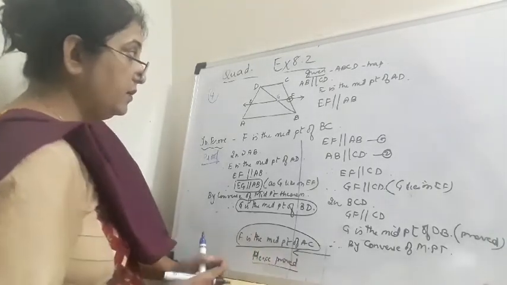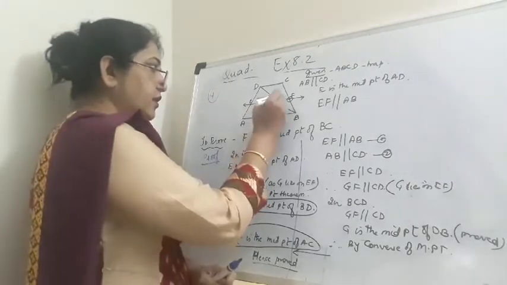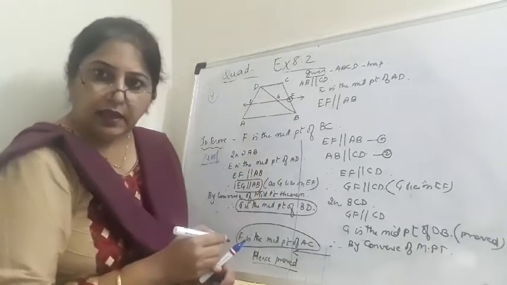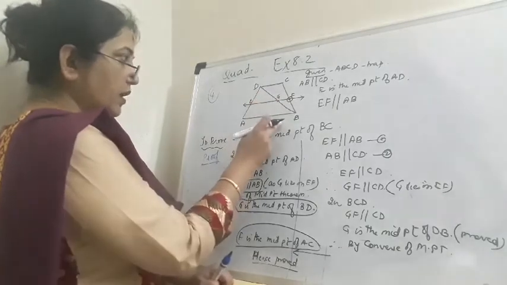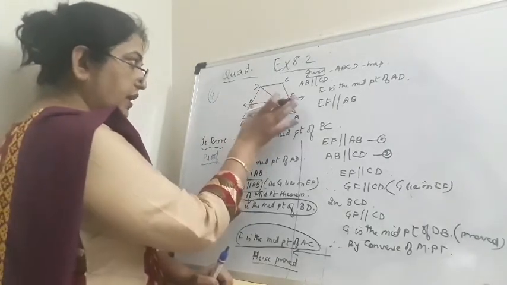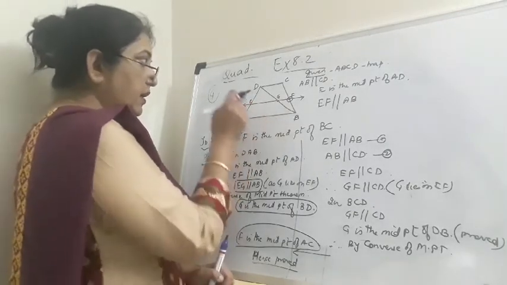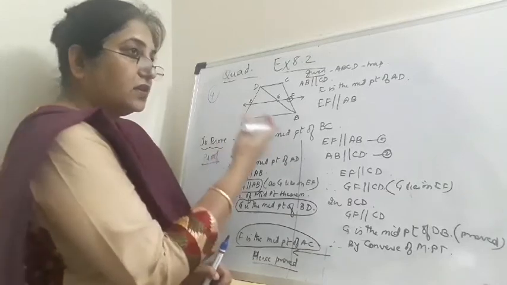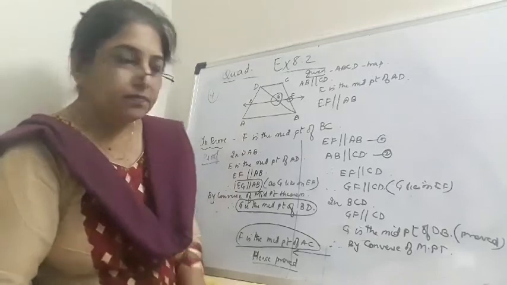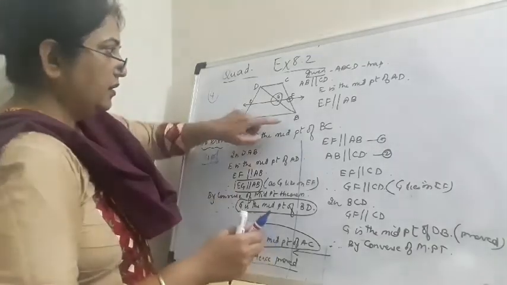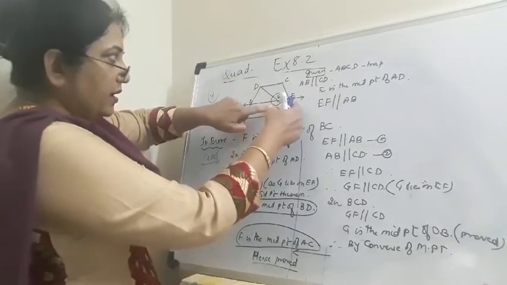So children, what we've done, we know that the complete figure is given. We only take a point G here, which is not mentioned in the diagram. Now, because E is a midpoint and EF is parallel to AB, G lies on EF, so EG will be parallel to AB. Now EG is parallel to AB, E is a midpoint, therefore by the converse of the midpoint theorem, G becomes a midpoint of BD. The same we apply for triangle BCD, that GF is parallel to CD.